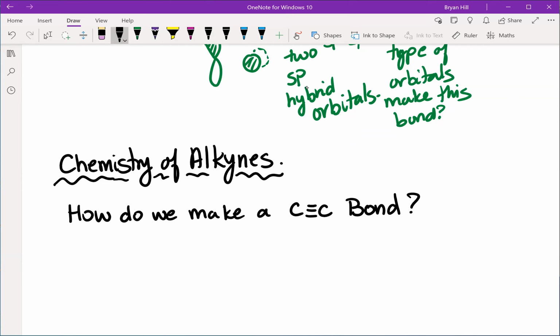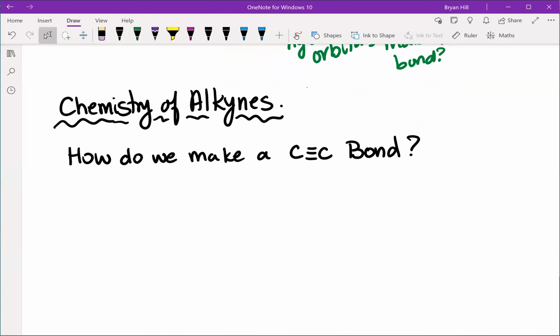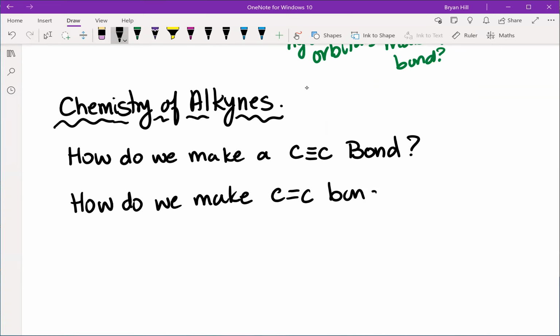How do we make a carbon-carbon triple bond? If you want to think about this question, just think, how do we make carbon-carbon double bonds? What was the main reaction that we learned on how to make carbon-carbon double bonds?